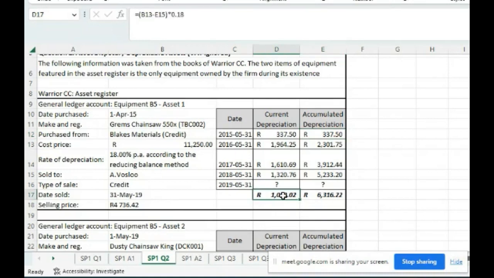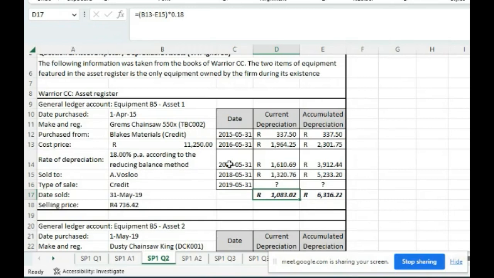And then if you look there, I have given you the formula there. So we take B13. Now B13 was the cost price at which we bought it, minus E15, which is the accumulated depreciation. And that is how we get to the diminishing value, the reducing balance, the diminishing value of the asset. And then we multiply that with 18% because that is the way we are depreciating it. 18% according to the reducing balance method.